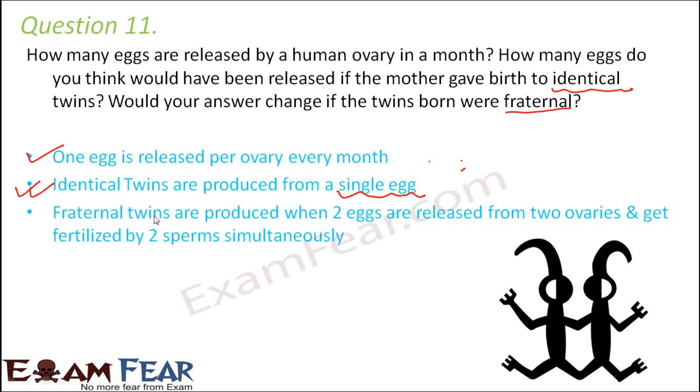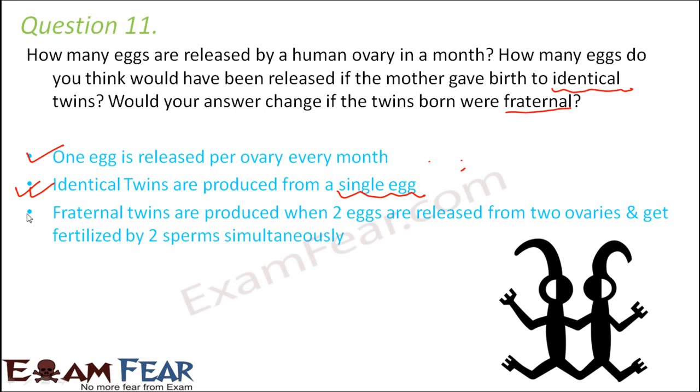But when you talk about fraternal twins, they are produced when two eggs are released from two ovaries. Because in human beings, we have two ovaries, right? And one ovary can release one egg in a month. Now, in most cases, only one egg is released in a month, either from the right ovary or the left ovary. But sometimes both the ovaries release one egg, and when both these eggs get fertilized by two different sperms simultaneously, around the same time, that is the scenario where fraternal twins are produced.